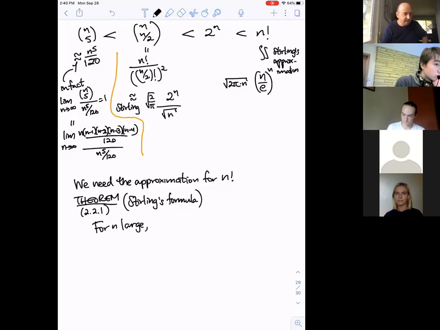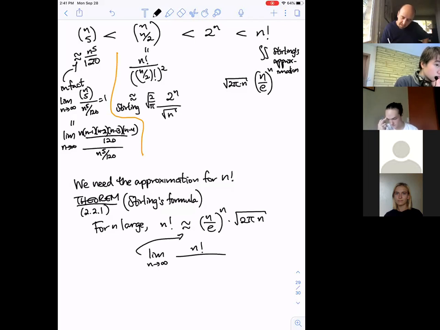So what does it say for n large? It's exactly what I was writing above. N factorial is about n over e raised to the n times this extra factor, which is this constant times square root of n. And this, again, has that same meaning I was writing above. The limit as n goes to infinity of n factorial divided by the approximation really is 1. As n goes to infinity, the ratio goes to 1.